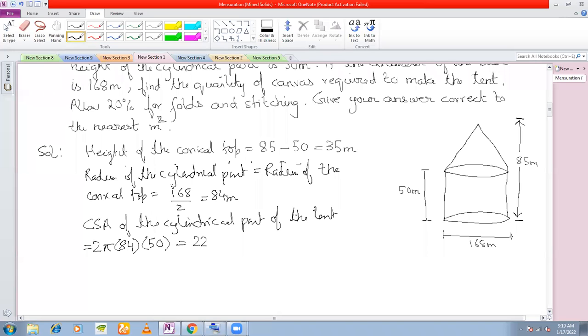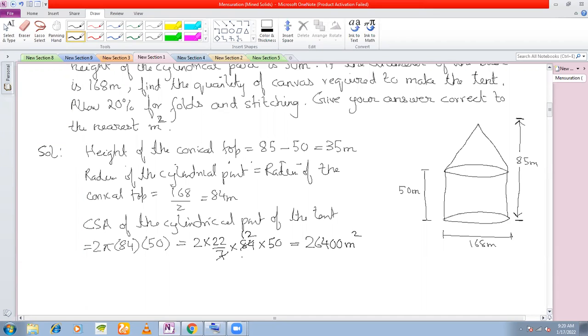Right. Now we can calculate this. So we have 2 into 22 by 7 into 84 into 50. So this will cancel here 12 times. So you will get here 26,400 meter square. This is the curved surface area of the cylindrical part. Now we will proceed to calculate the curved surface area of the conical part. The formula of the curved surface area of the conical part is pi r L. Right, now L is the slant height.